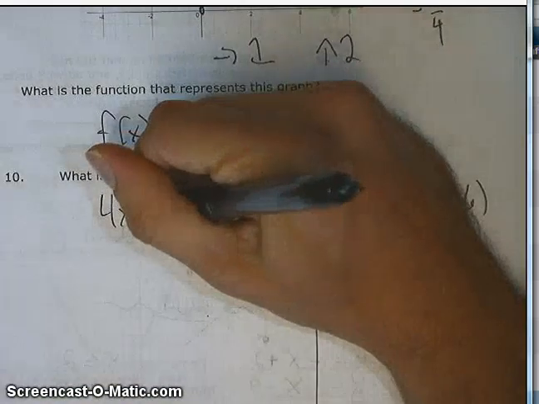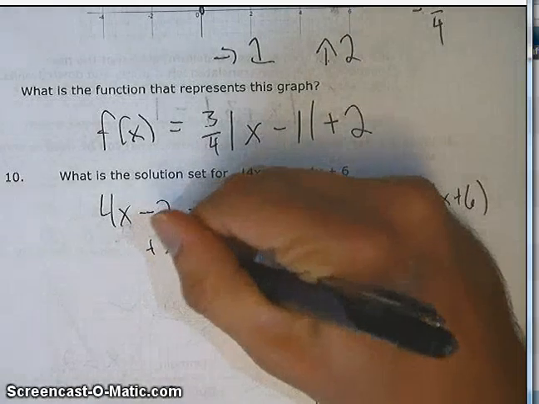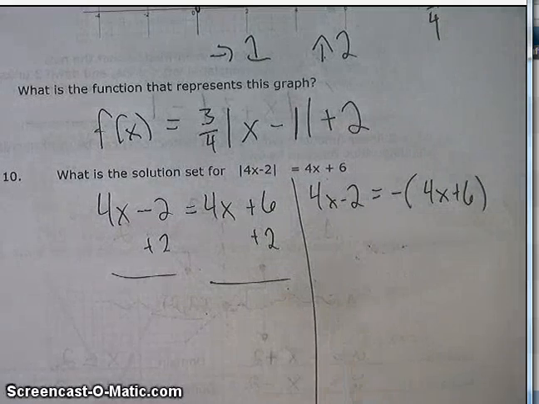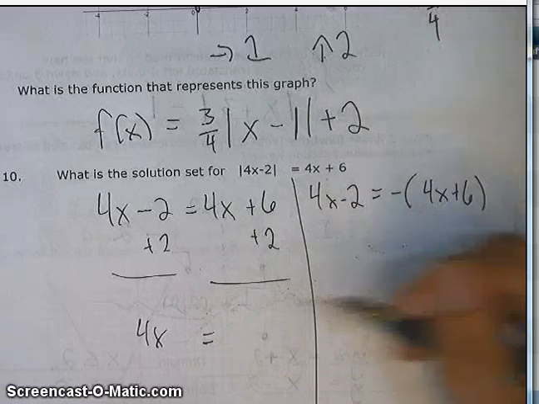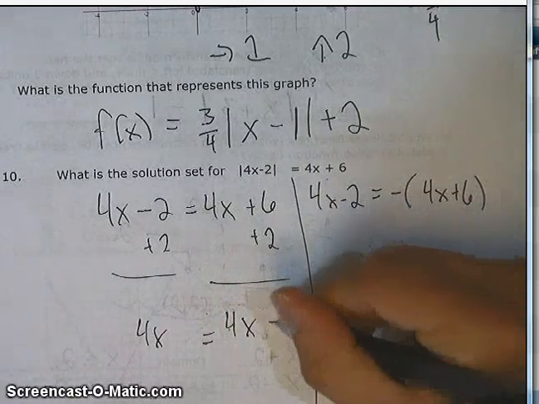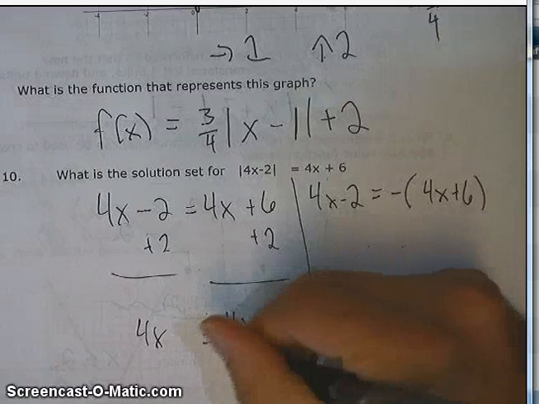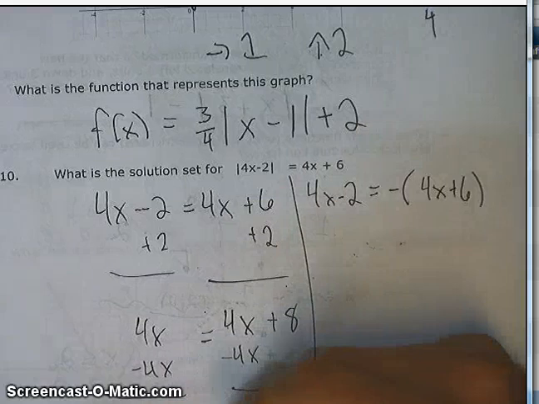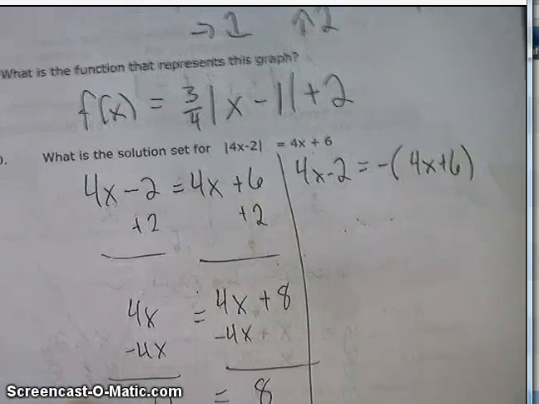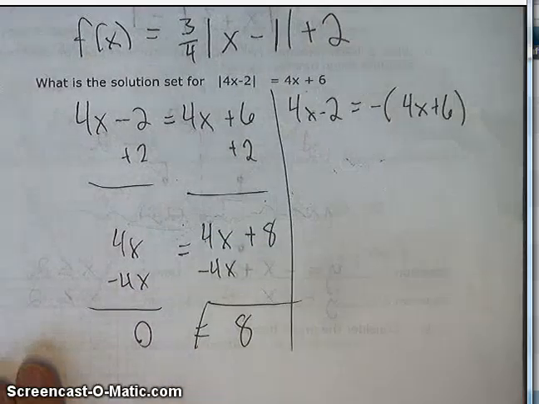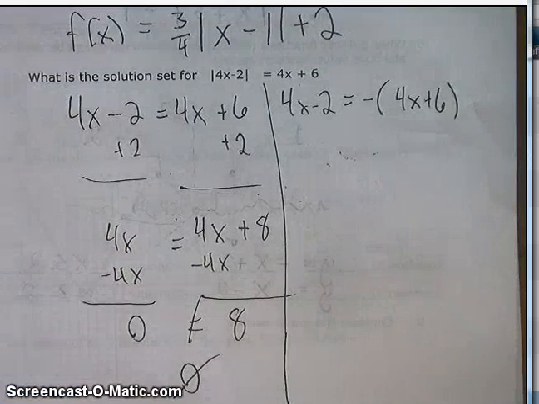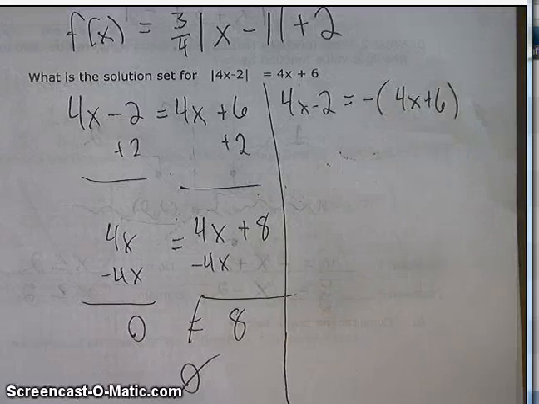Let's go ahead and do this one first. Let's add the 2. And so that gives me 4x equals 4x plus 8. And then I subtract the 4x. That's going to give me 0 equals 8. This is a false statement. So on this side of the equation, there's actually no solution here. Now the other equation might have a solution, but this one is not going to be part of the solution set. There's no information from this equation.